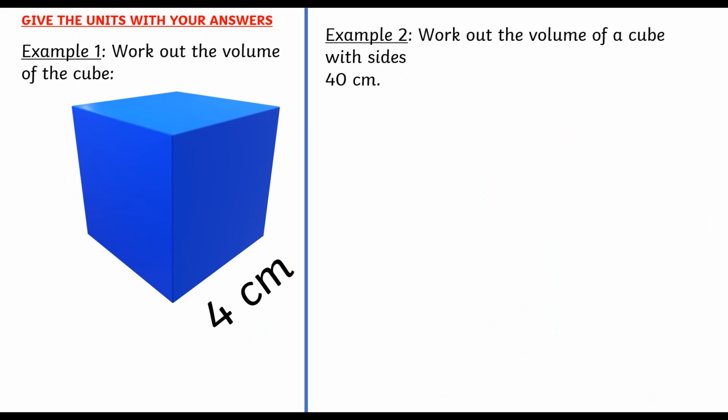So I'd like us to work out the volume of the cube for example 1. You can see I've only labeled that 4 centimeters on, and we know that it's a cube, so that means all of the other sides are going to be 4 centimeters. Now, a cube is just a cuboid where all of the sides are equal. So to work out the volume, we simply use length times width times height, but the length, the width, and the height are all going to be 4. So I just need to do 4 times 4 times 4.